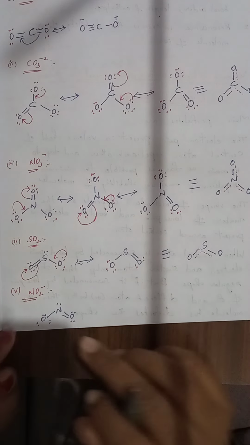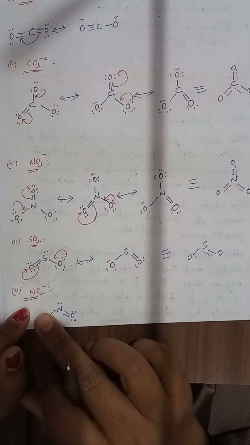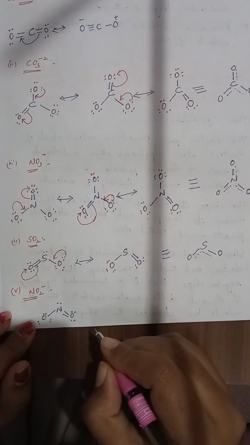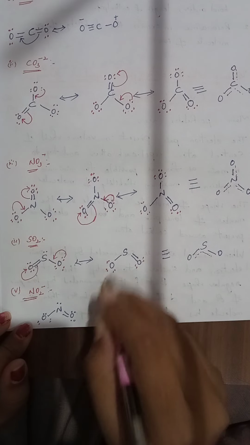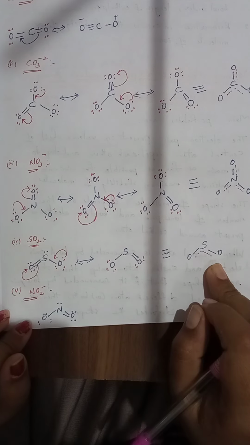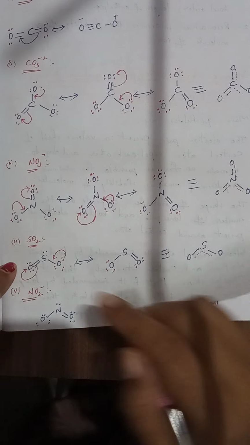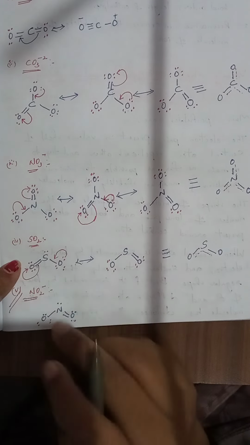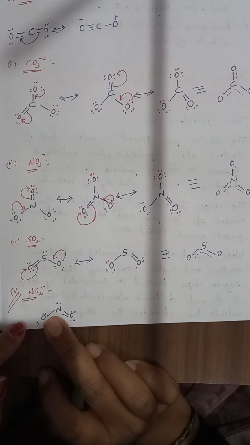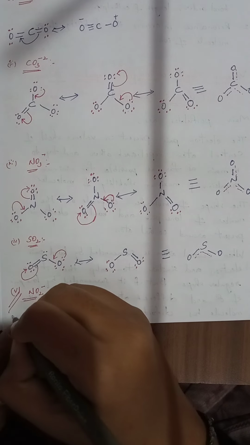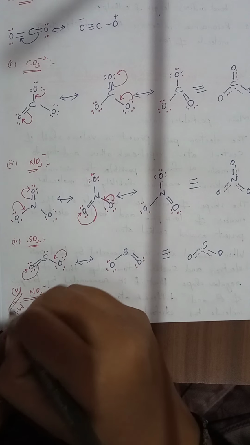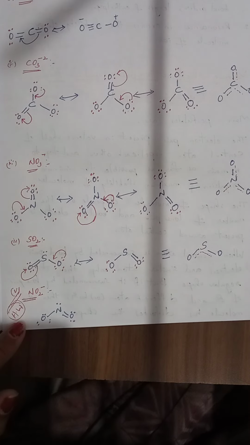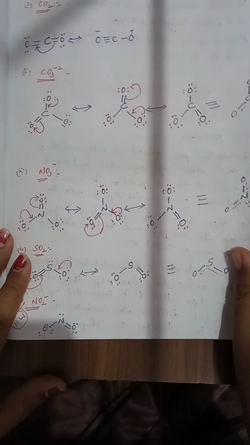In the same manner, we can also write resonating structures for the NO2 minus molecule. So this is the structure of the NO2 minus molecule. It is also similar to the above structure of SO2. Try to write the resonating structures for the nitrite ion. This is homework for you. Finish it. It is similar to the SO2 molecule only. So that is about resonance.